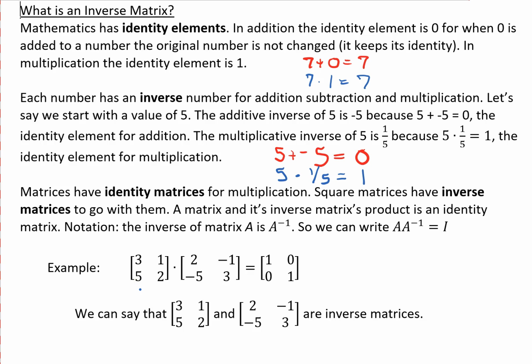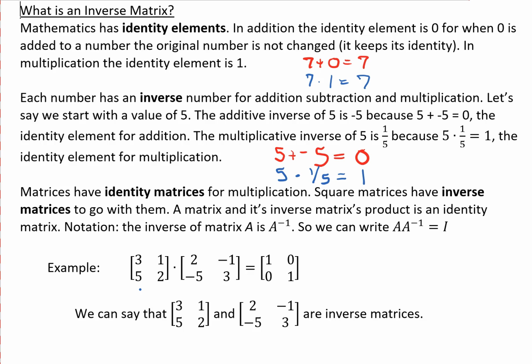Matrices have identity matrices for multiplication. Now, square matrices have inverse matrices to go with them. There's no inverse matrix for anything other than a square matrix, and not all square matrices have an inverse. A matrix and its inverse matrix's product is an identity matrix.